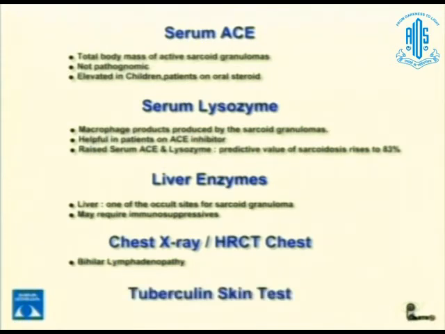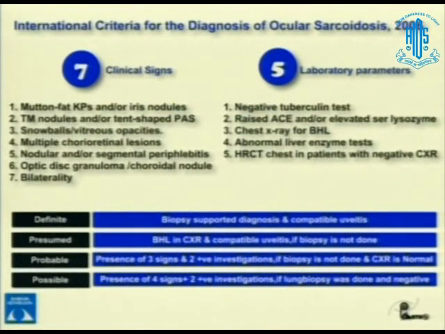I will also like to do a tuberculin skin test. Why? Because, first, India is an endemic country for tuberculosis. One must rule out tuberculosis with the tuberculin skin test before starting any oral steroid or immunosuppressive. And if you see the international criteria for the diagnosis of ocular sarcoidosis, the first criterion, for the laboratory, which includes 5 parameters, clearly says a negative tuberculin test in a previously BCG-vaccinated person is an important parameter for the diagnosis of ocular sarcoidosis.